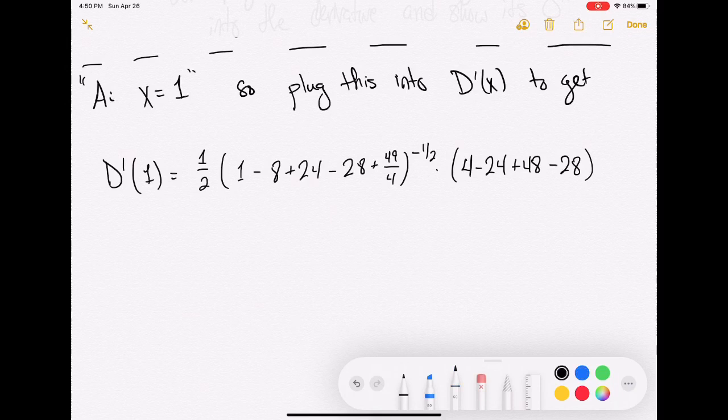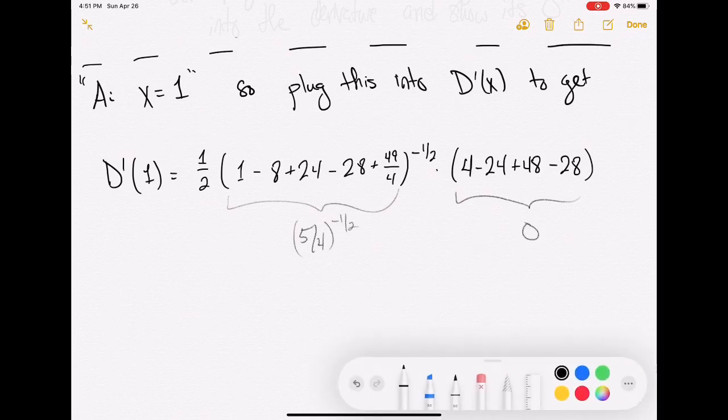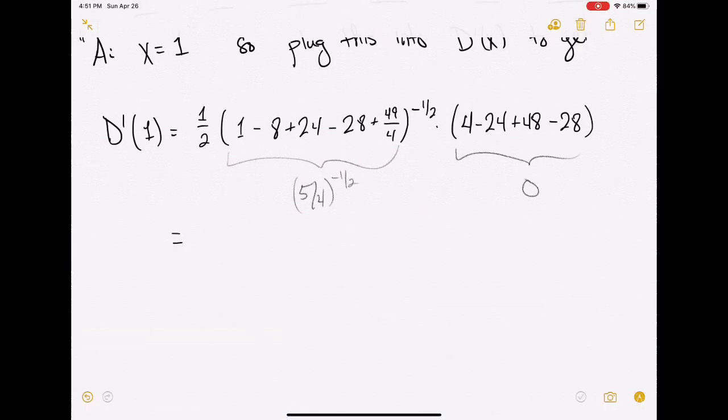And if you actually calculate this out, what does this give? Well, that gives 16, negative 12 plus 1 is negative 11. So that gives a positive 5/4. This gives 5/4 to the negative 1/2. But this gives 0. So we end up with d of 1 is 1/2 times 5/4 to the negative 1/2 times 0. And of course then, that's 0.